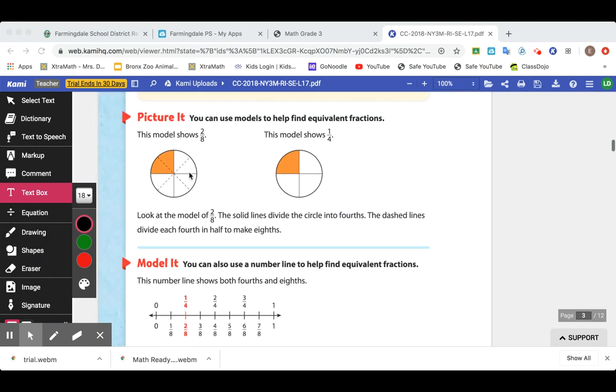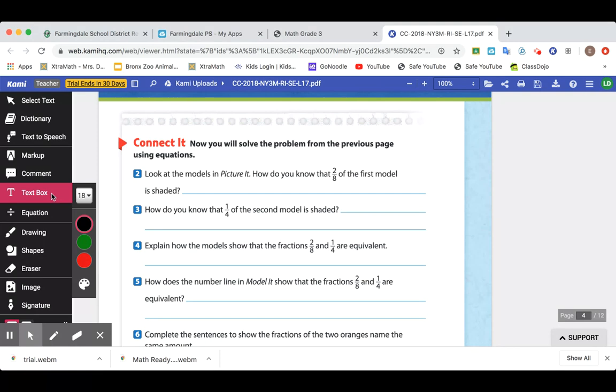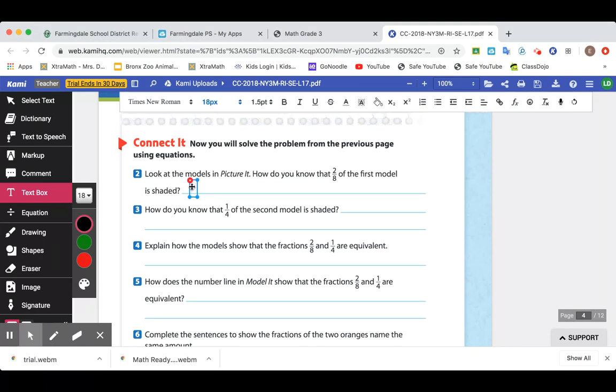So let's look at it. How do we know that this is 2/8? Well, how many pieces are shaded? Out of how many altogether? Exactly. 2 pieces are shaded out of 8 pieces, which is what 2/8 is. All right, so we need to just kind of say that with our words. So let's say 2 pieces are shaded out of 8, I'm going to throw the word equal pieces in all.